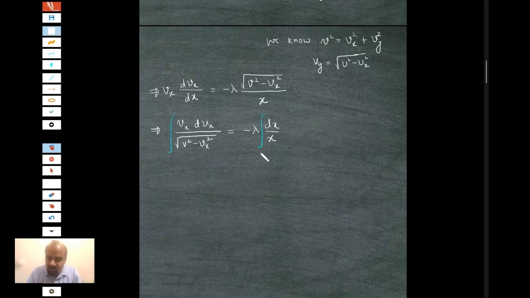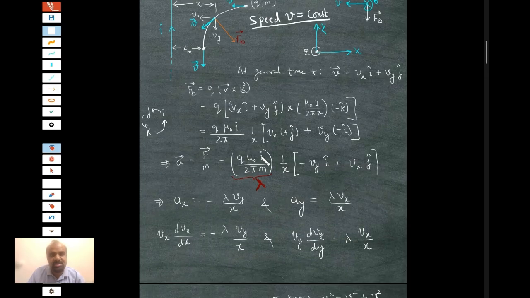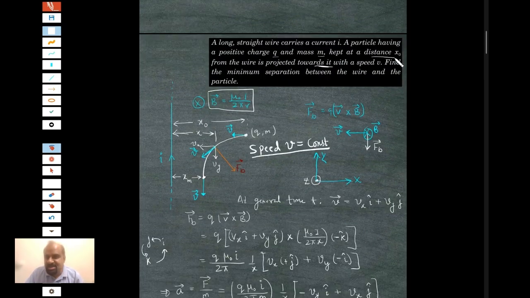Now, in the beginning, what was the value of x? It was given to be x naught, at a distance x naught. In the diagram also I have shown that this was the starting position, x was x naught, and in the final position, x is xm. In the beginning, this velocity was purely along the x-axis, so I can make use of that fact.